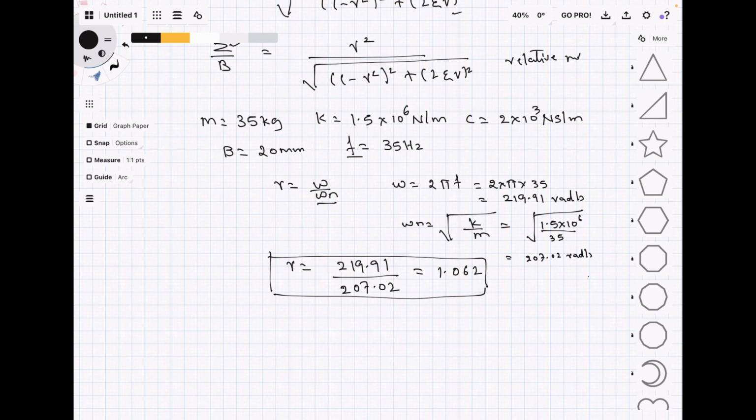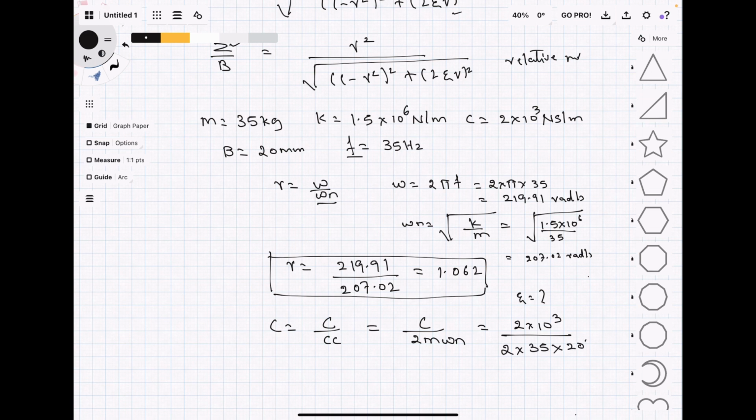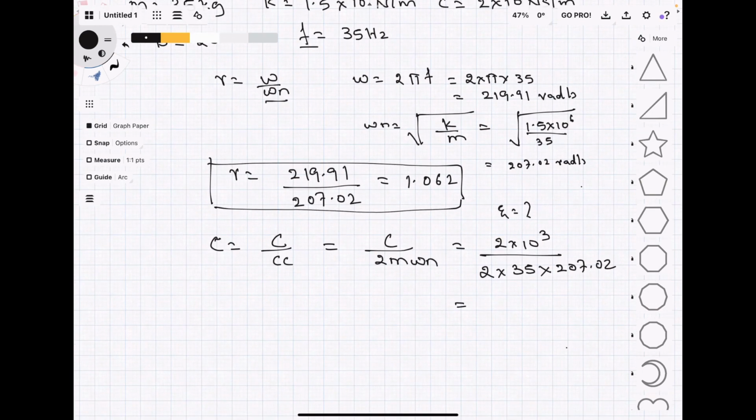With respect to the problem, we need to get the value of zeta here. So zeta is nothing but C by Cc. C is already given. Cc is nothing but 2 m omega n. So the C value is given as 2 into 10 to the power 3, divided by 2 into mass 35 kg into omega n, 207.02. So you will be getting the zeta value as 0.138.